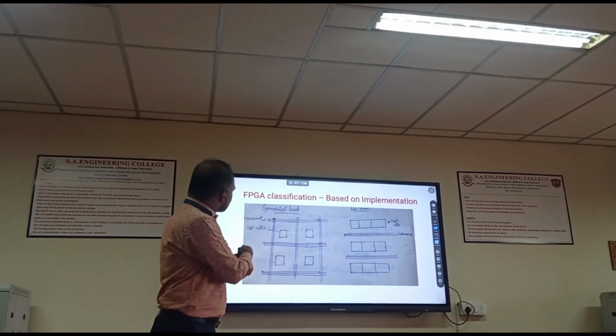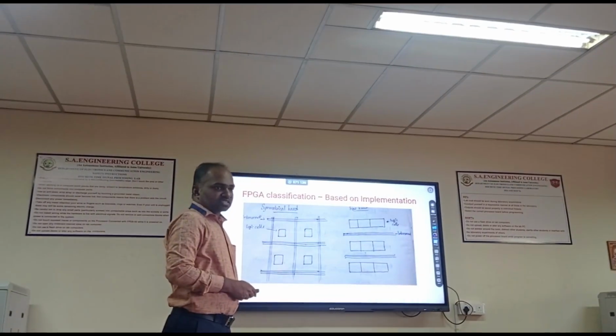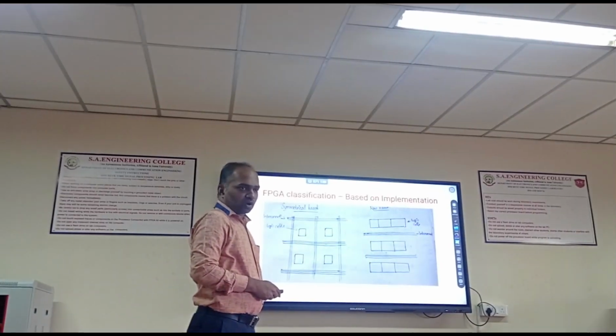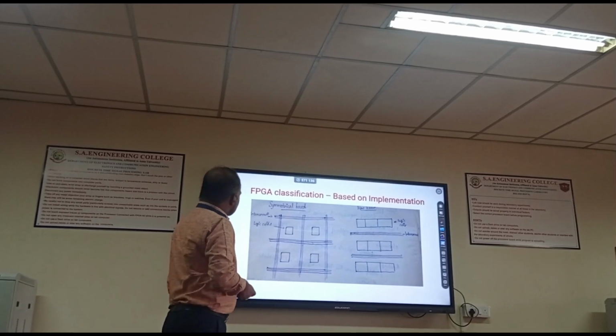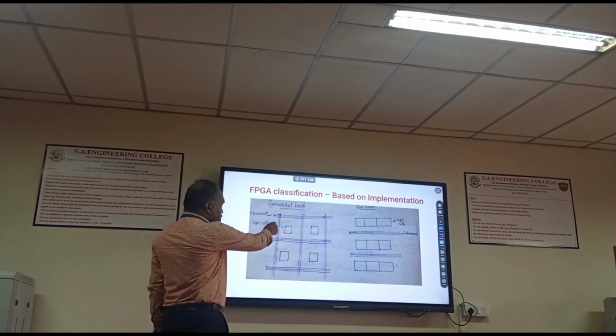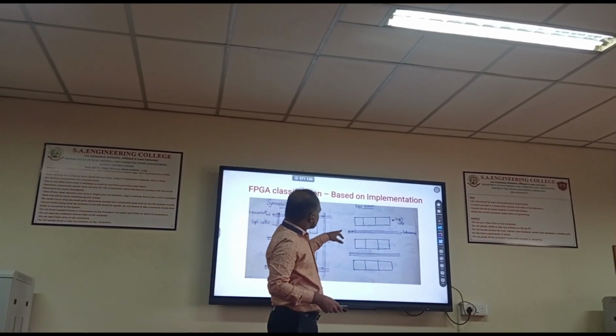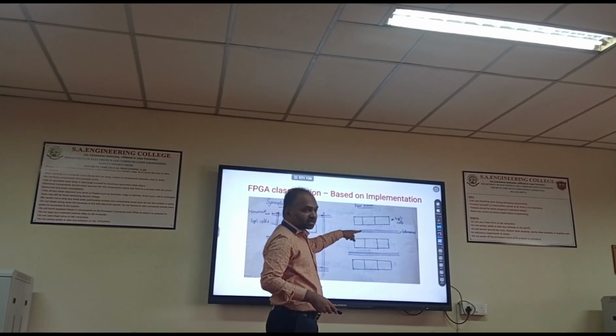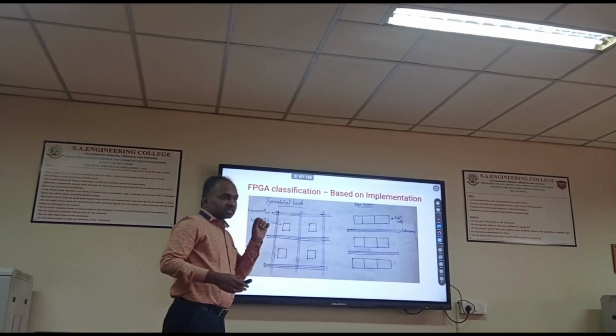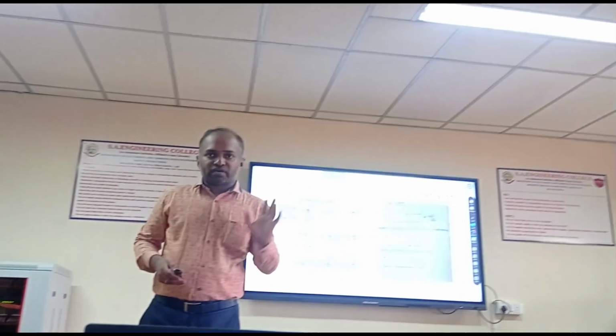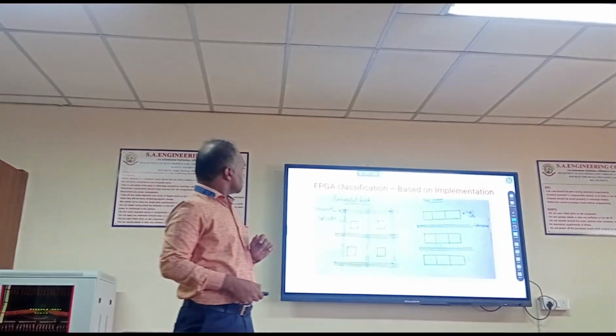So just look at this, the difference between symmetrical and row based. This is the way the FPGAs are classified. Got it? So this is the structure of it. This is a symmetrical one. You have an interconnect. But here, if you just look at row based, this is also an interconnect. Cells are placed row wise. Got it? This is the basic difference between symmetrical and row based.